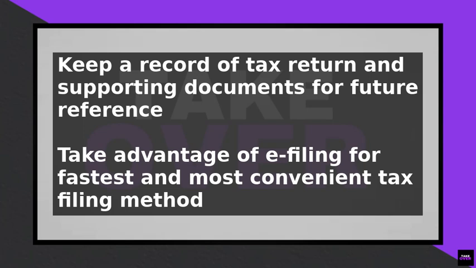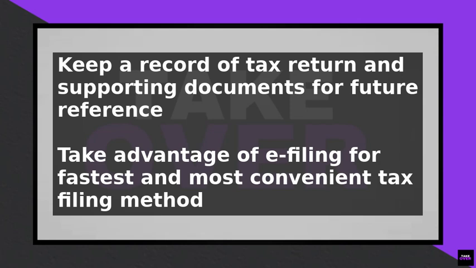Finally, it is essential to keep a record of your tax return and supporting documents. H&R Block will provide you with a copy of your tax return, which you can save or print for your records. You should also keep a copy of your W-2 and 1099 forms, as well as any other tax-related documents, in case you need to refer to them in the future.